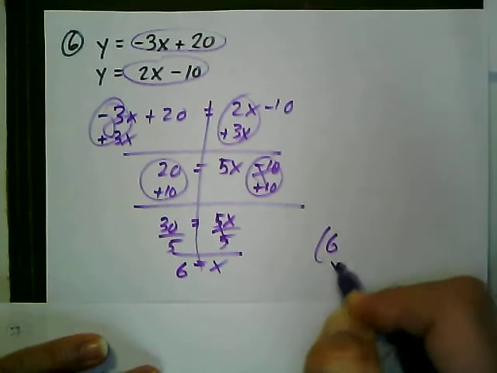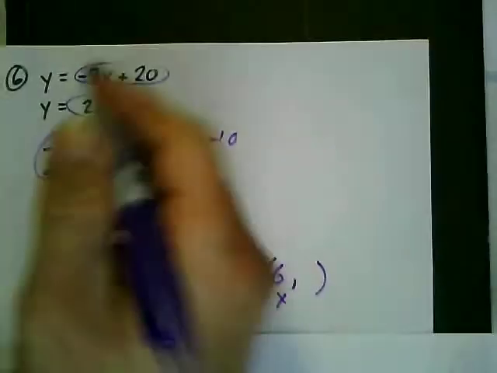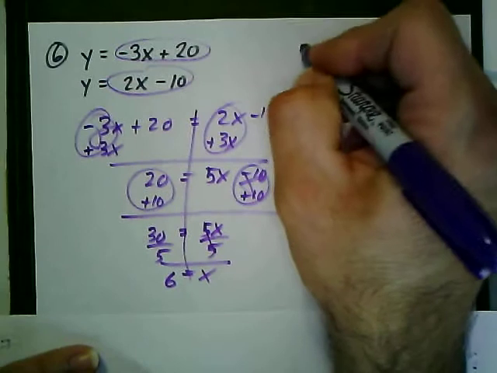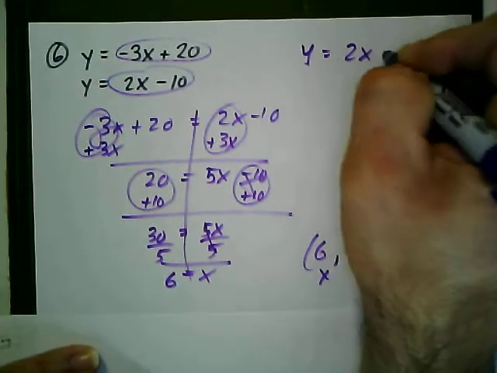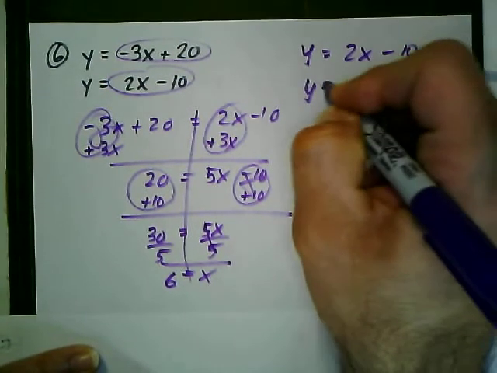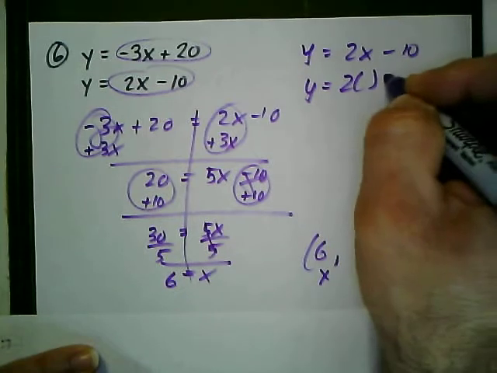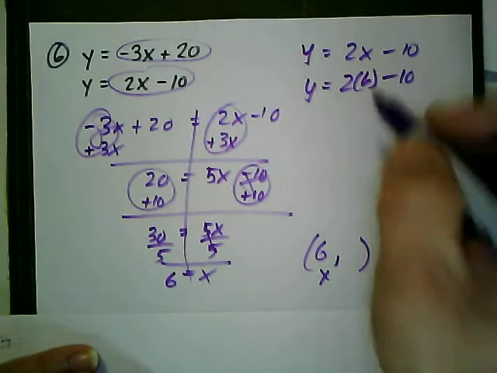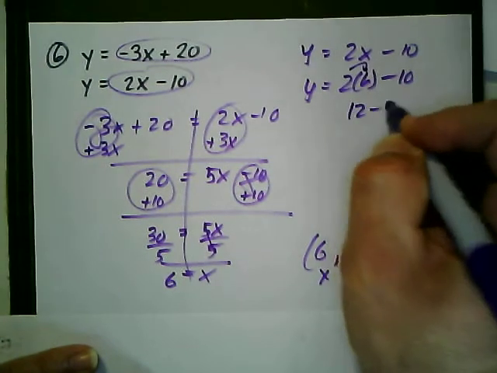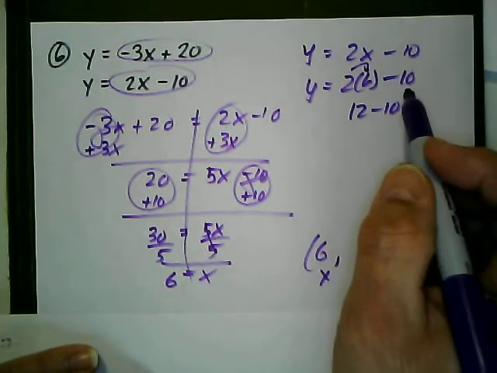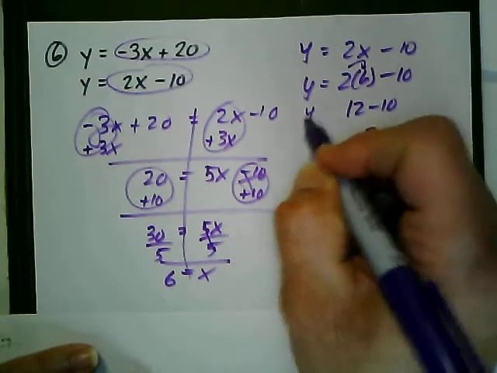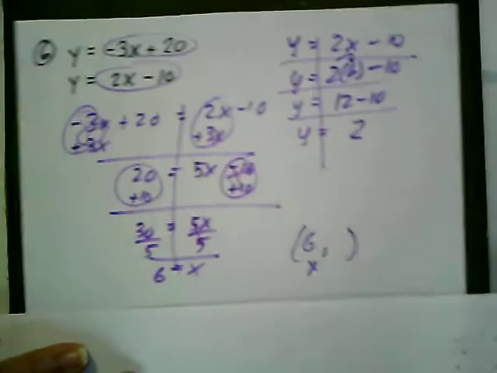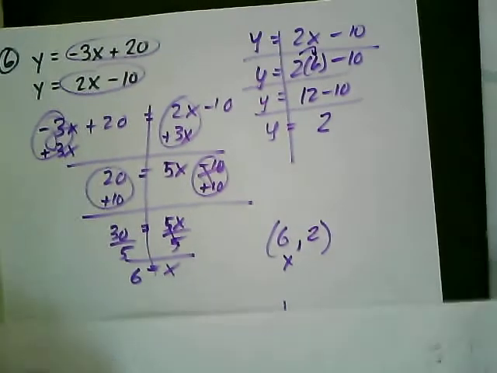That's our x value. And substitute it up the top. Don't like that one, it's got bigger numbers. Take the bottom one. Y equals 2x minus 10. I really don't care. Substitute that x out, and that x happens to be a 6. So we're replacing it with 6. 2 times 6 is 12. 12 minus 10 is 2. And there you go. That's it.